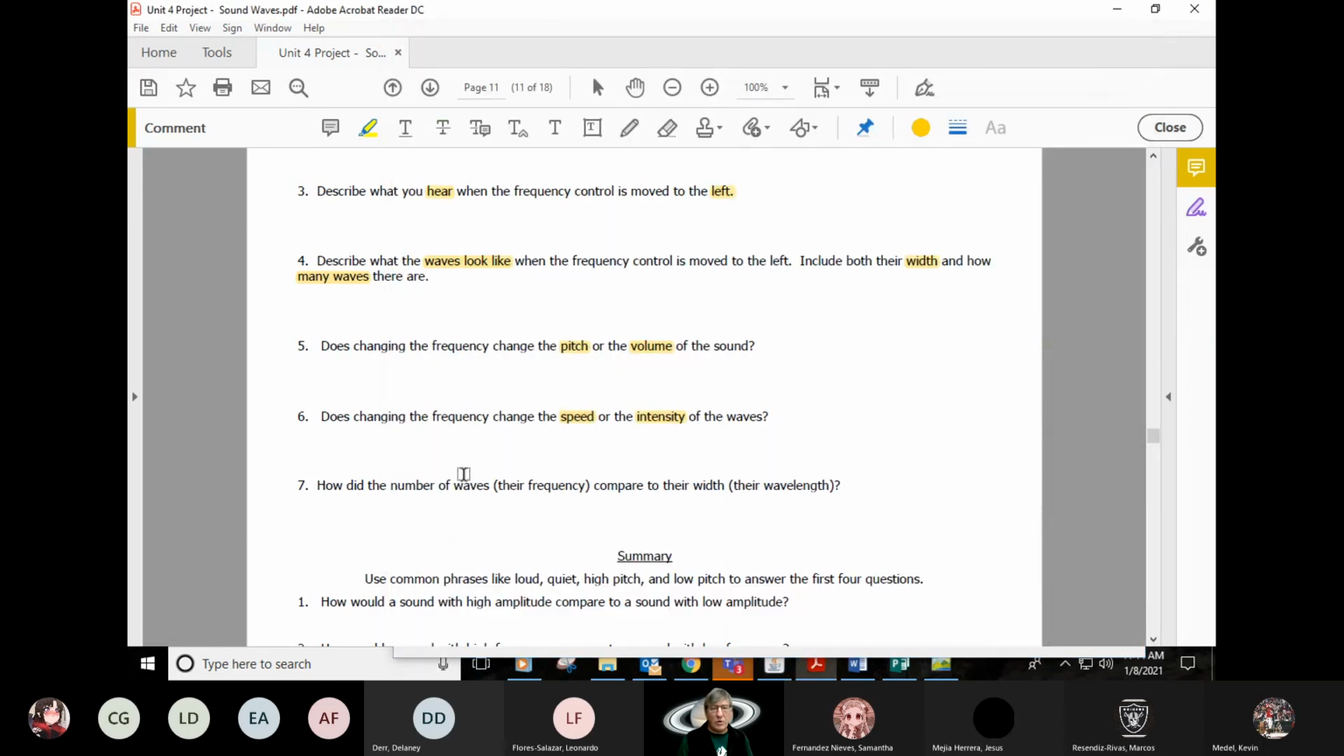In other words, when I change the frequency, it also changes the wavelength. And what I want you to think about is if frequency increases, what does that do to wavelength? When I increase how fast they are, what happened to their width? Did they get wider or did they get thinner?